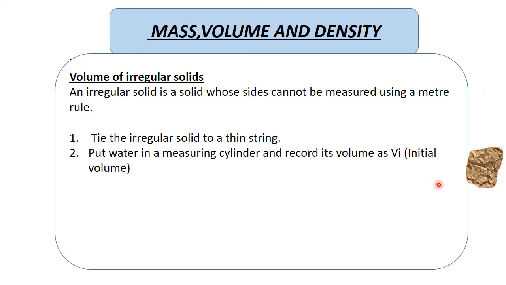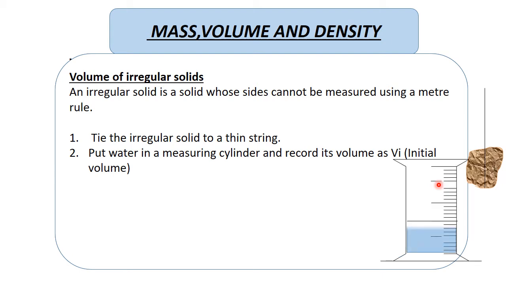The second step is to put water in a measuring cylinder and record its volume as V1. So you get a measuring cylinder, you pour water in it, then you record the volume as V1. To read the volume, usually when you pour water in a measuring cylinder, it will appear like this. So you have a reading here and a reading here. This reading here is not the one to get. You get the reading here.